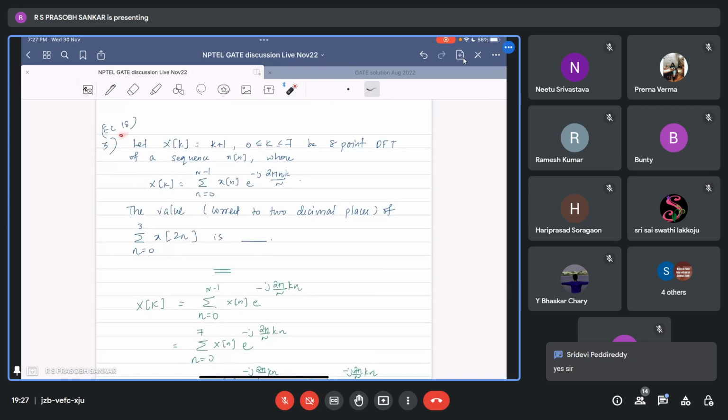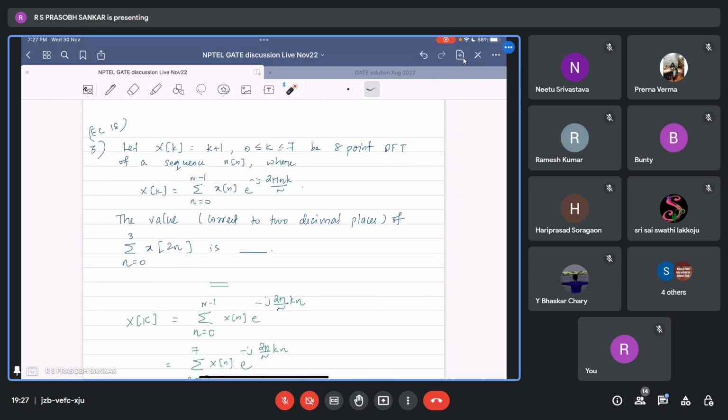Now, this question appeared in the 2018 GATE paper. This is slightly different from the previous ones. This is on DFT, by the way. The question is like this. Let X of k equal to k plus 1 for 0 less than or equal to k less than or equal to 7 be the 8-point DFT of some sequence x of n. We don't know what it is, it is not given. Here they have also given how we define the DFT. You have X of k to be the summation n equal to 0 to N minus 1, x of n e raised to minus j 2 pi by N k n, the usual definition.